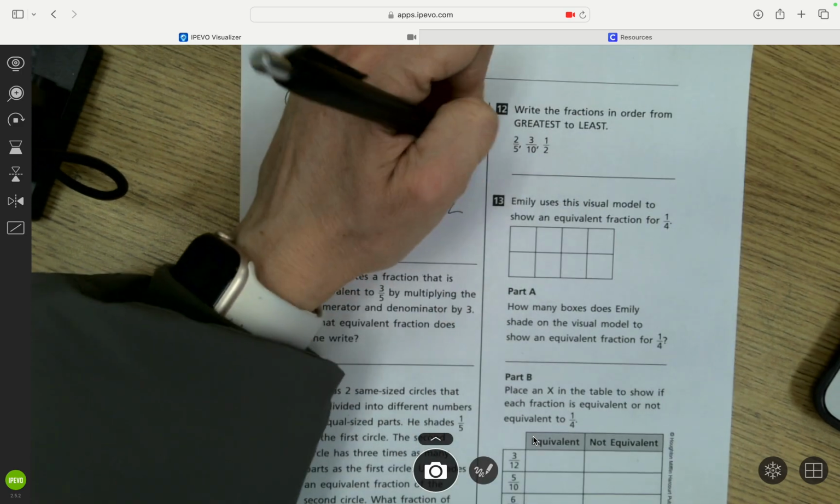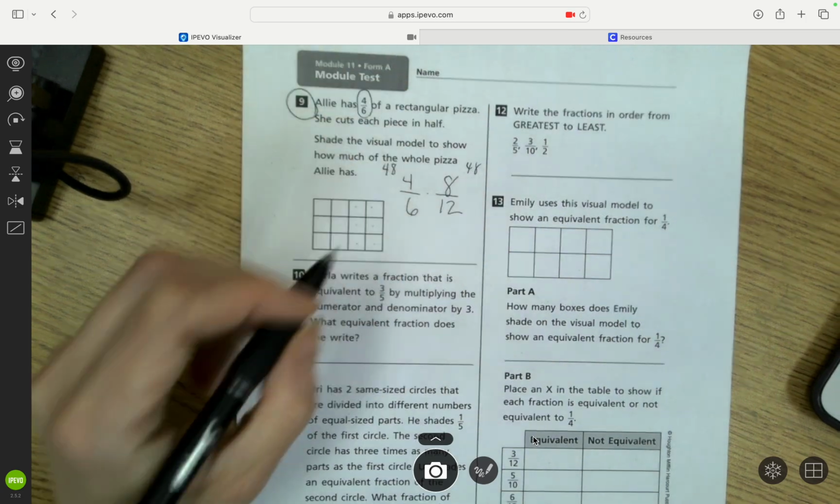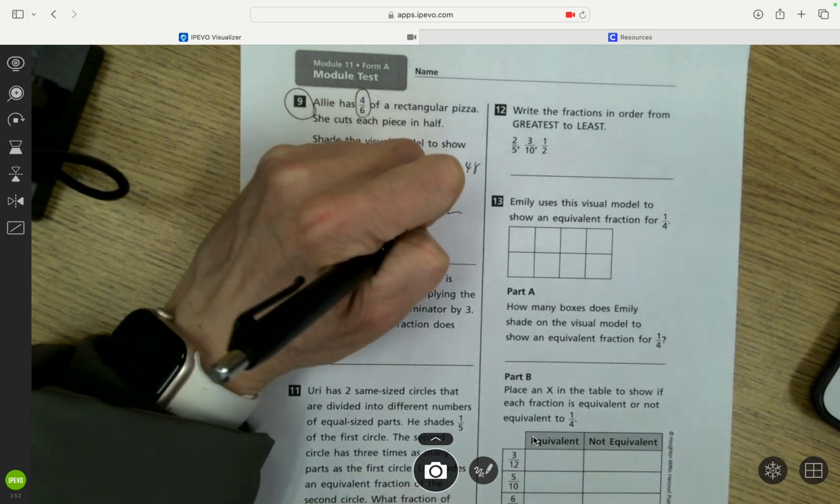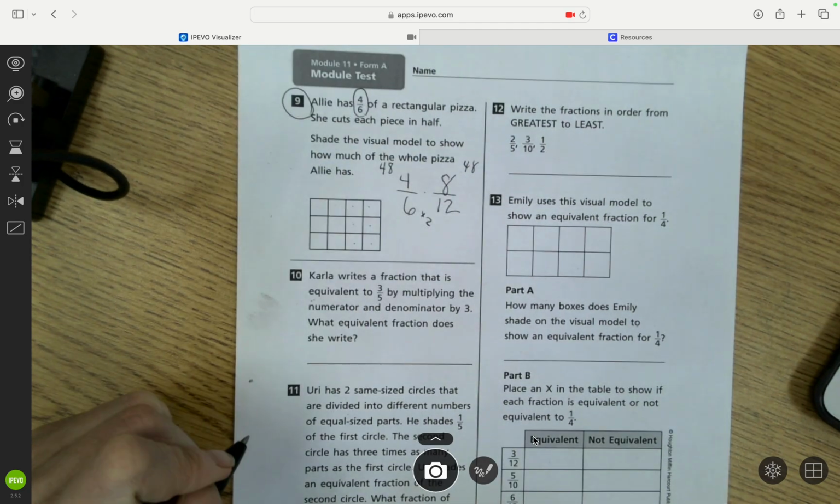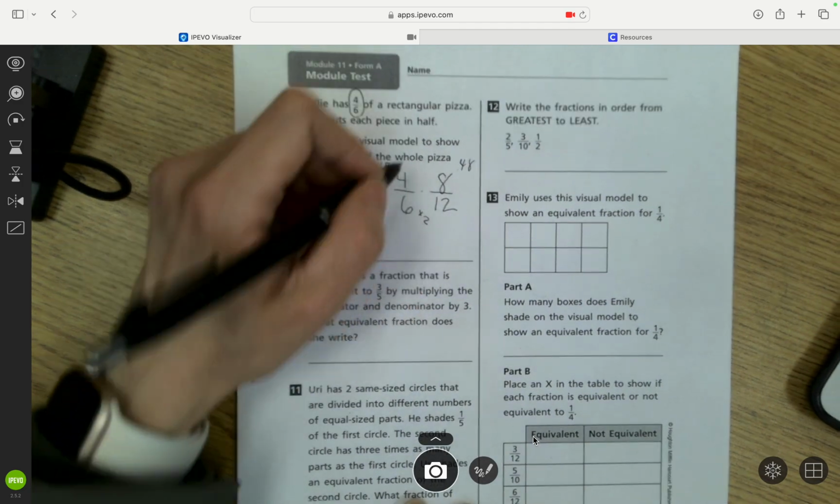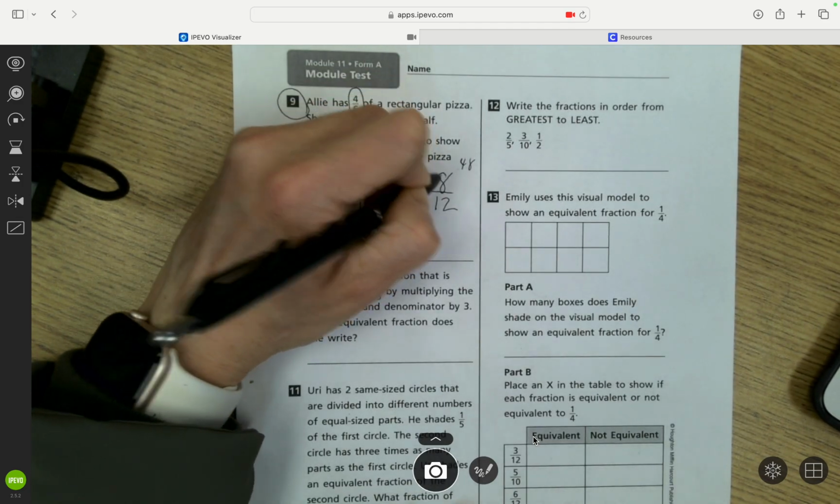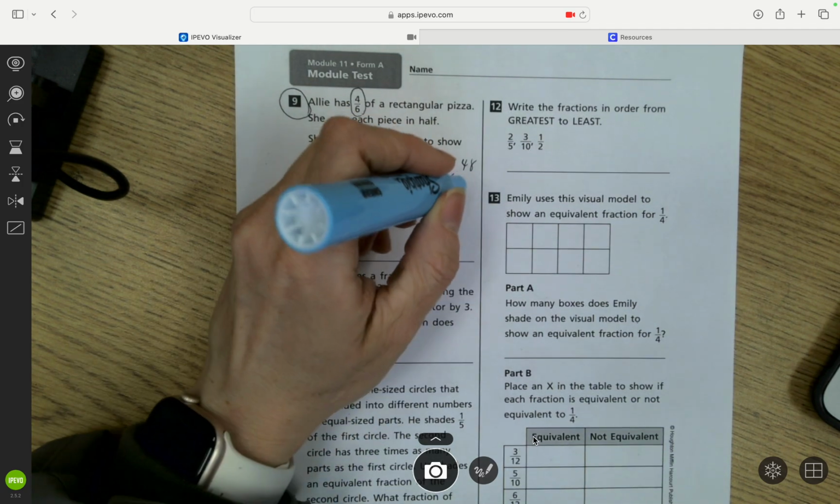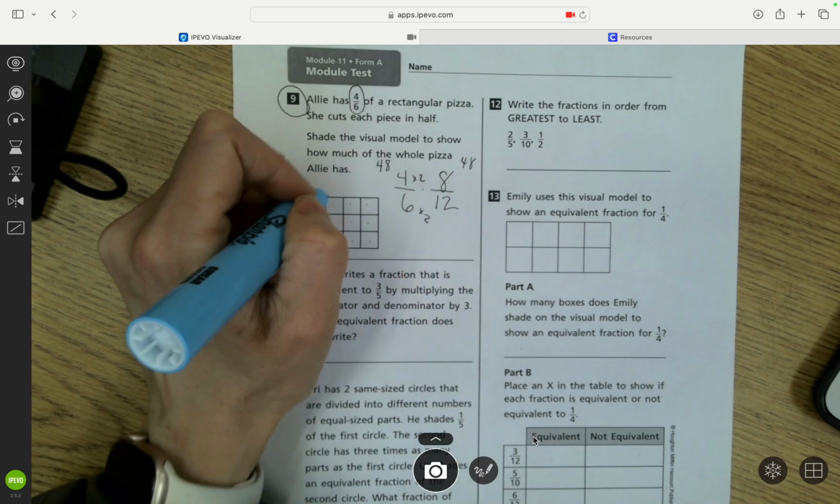But we can also remember when we asked, 6 times what is 12? 6, 12. 6 times 2. And then we did the same thing up here. Times 2 is 8. Now we're going to shade it. How many slices do we shade? 8. 8 twelfths.